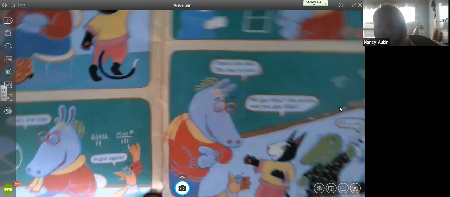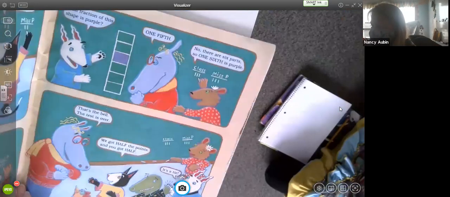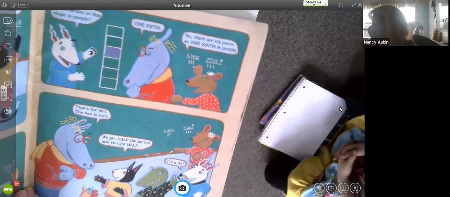What fraction of the shape is purple? Haley, I asked you to sit there. Sit there, please.